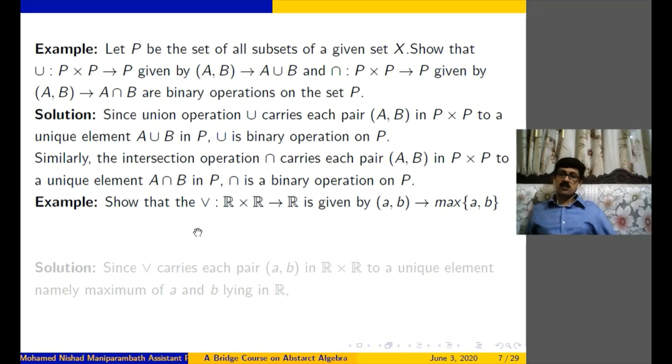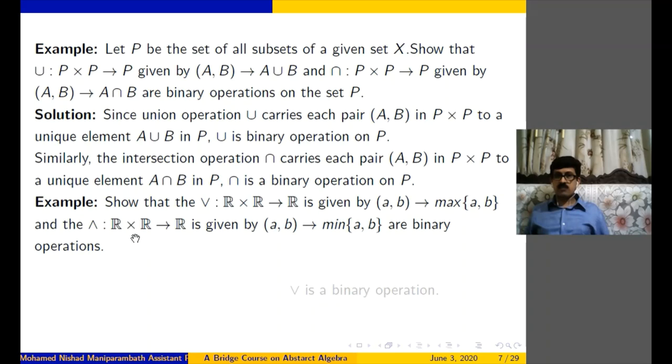We define a new operation, join, from R cross R to R, given by join of A, B is equal to maximum of A, B. That means join of A, B equals maximum of A, B. And meet is defined from R cross R to R, given by meet of A, B equal to minimum of A, B. They are the binary operations.